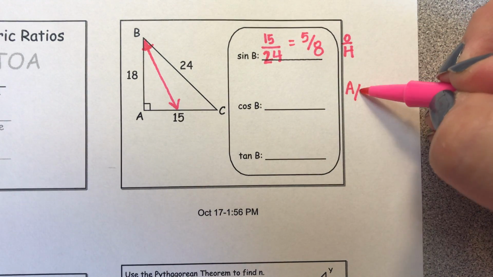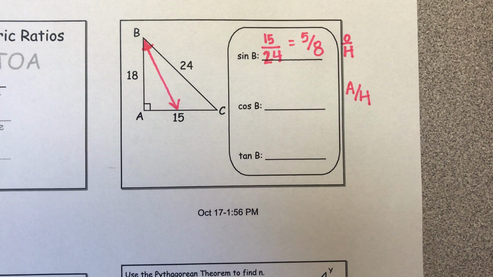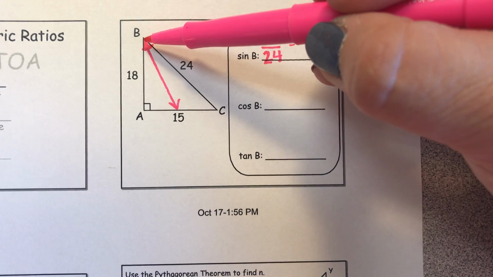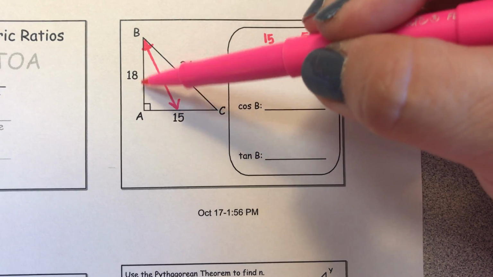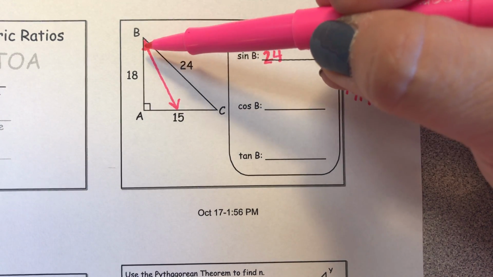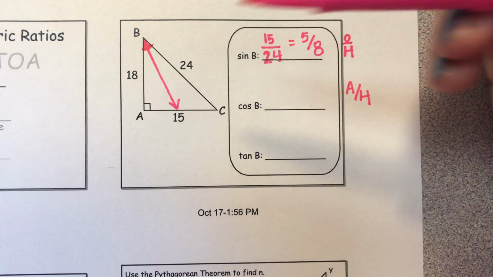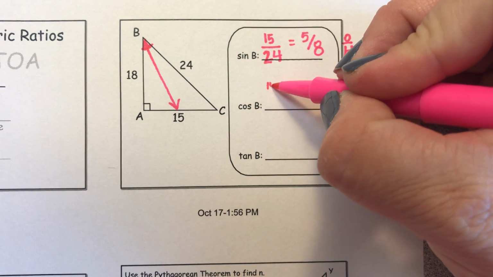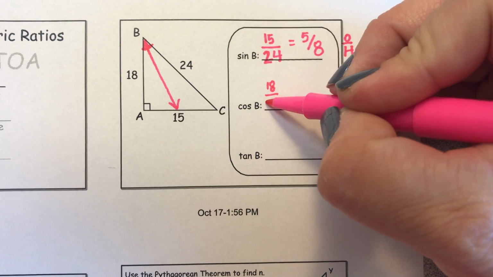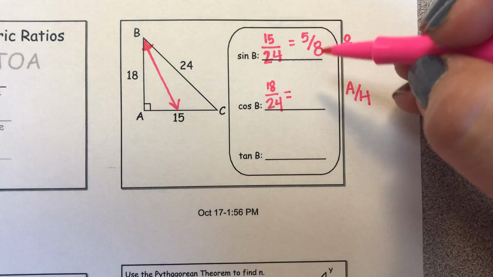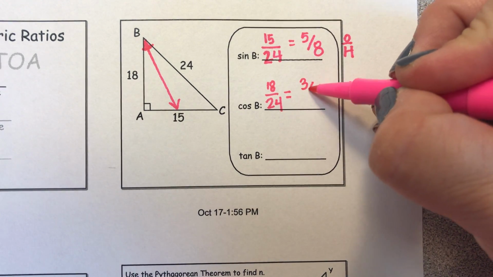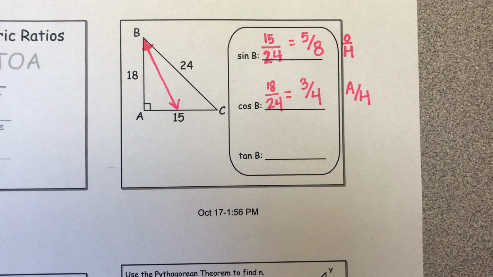Cosine is adjacent over hypotenuse. Adjacent means like next to. So which side is next to angle B? Well, this is the hypotenuse, so it's 18. 18 is next to, or adjacent to, angle B. So that would be 18 over the hypotenuse of 24. Those are both divisible by 6, and so that becomes 3 over 4.